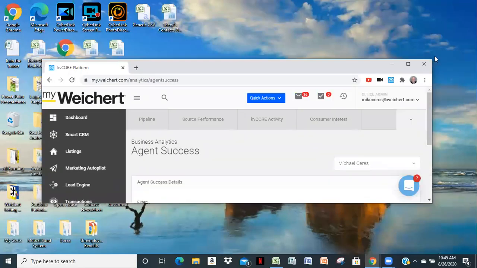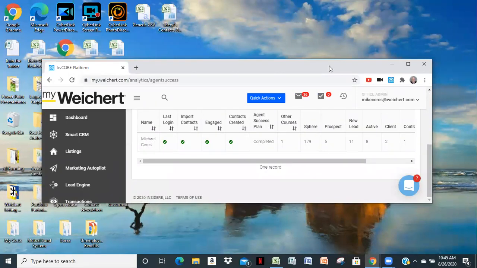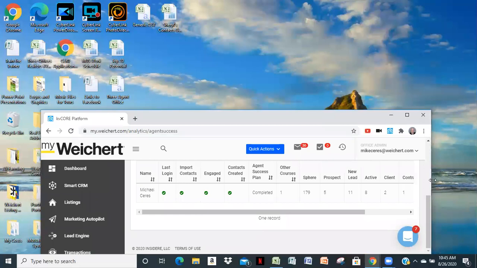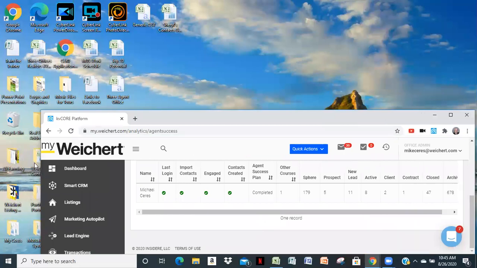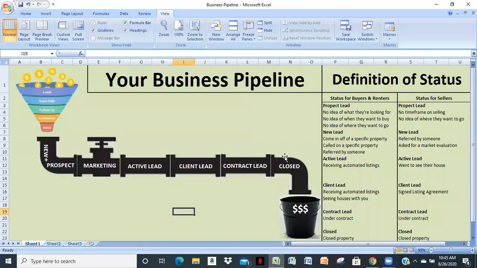That's your business pipeline. So what I'm going to do is scroll down a little bit and try to work this to give you a better visual of how this pipeline works on your behalf. So I've created a nice little sheet here to give you an idea of, there's your business pipeline.